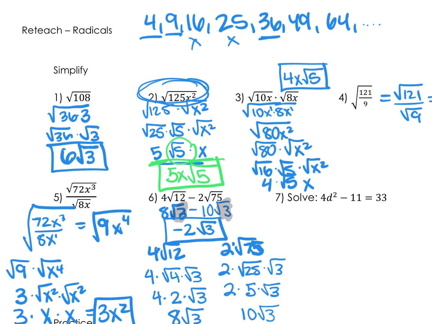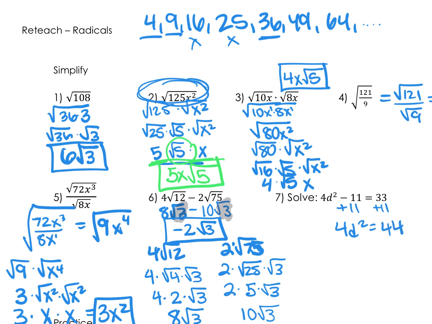All right, last one. We're solving an equation now for D. We solve this equation the same way we usually would. We're going to get rid of the negative 11 and the 4 first. You have to make sure you do them in the right order, so be sure you do plus 11 first. That's going to give us 4D squared is equal to 44.